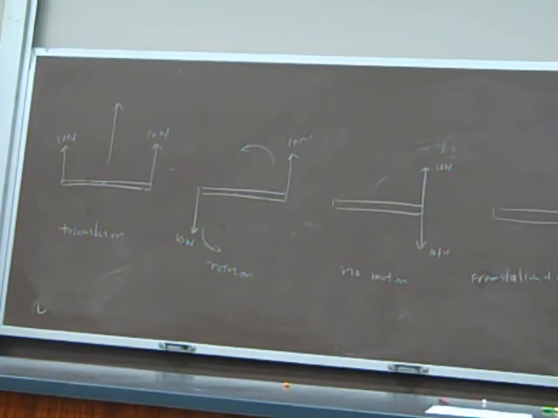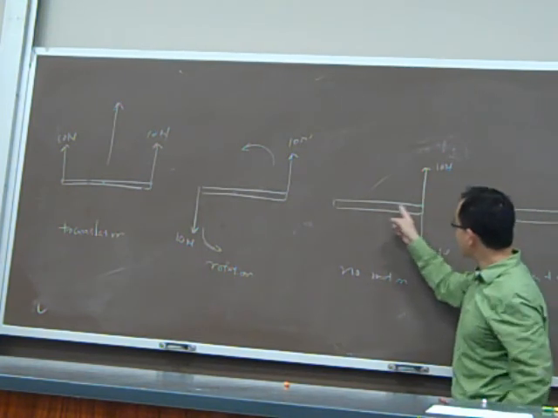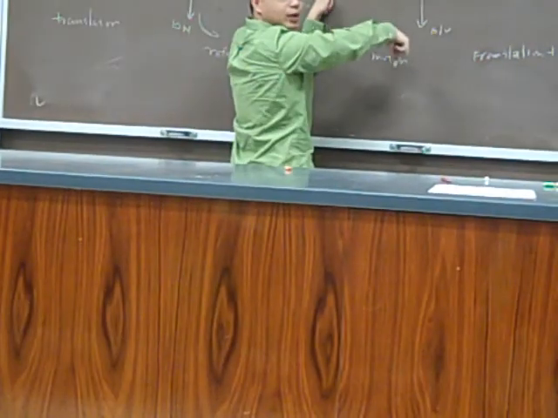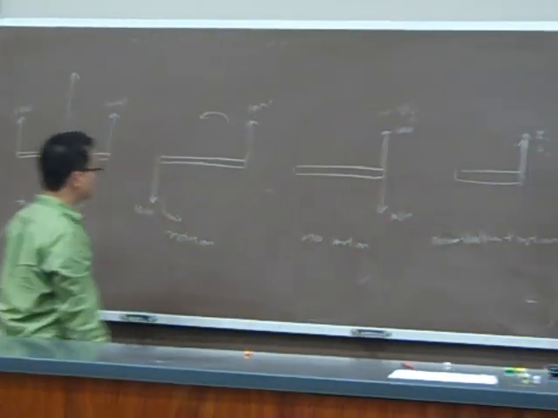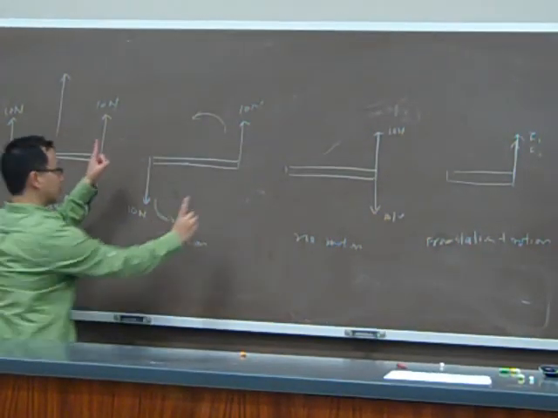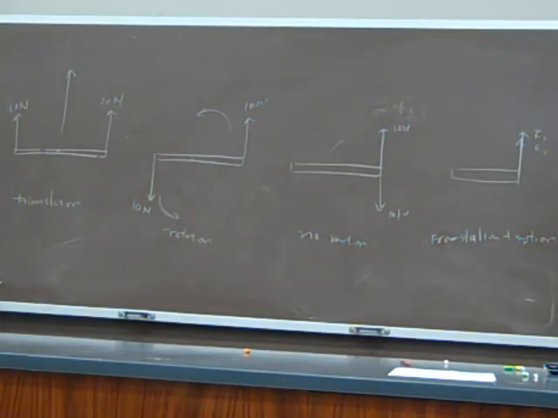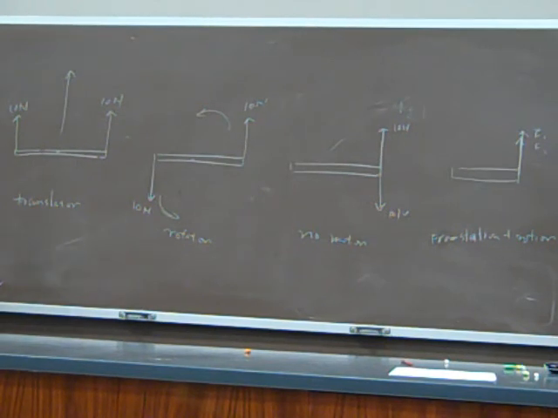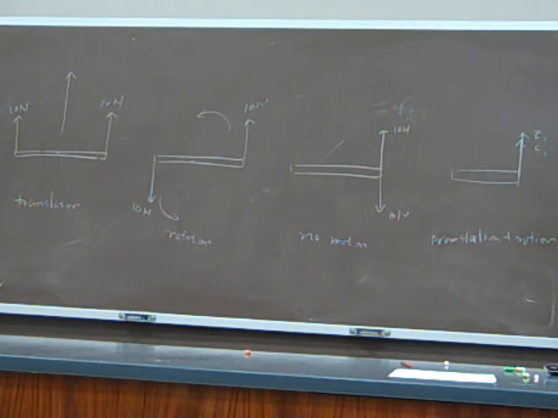Question: for the third one, you said the torque is balanced? Yes, it is balanced. The two forces act at the same position. This force will produce some counterclockwise rotation, and this force will produce some clockwise rotation, so the two torques cancel each other. You can think about it like this. Any question here? Okay, let's stop here.